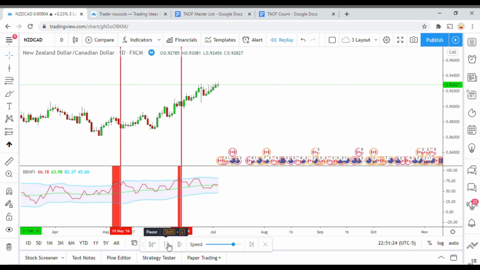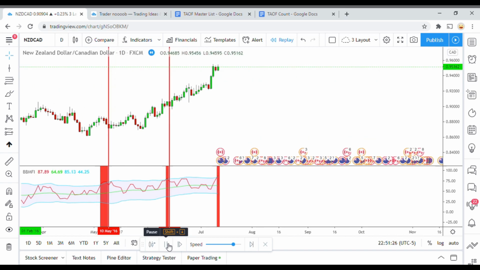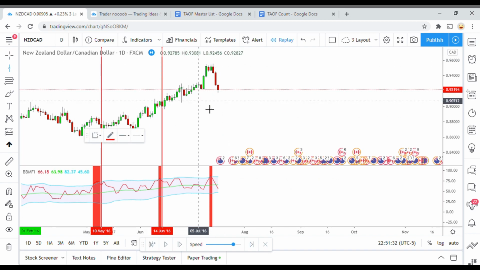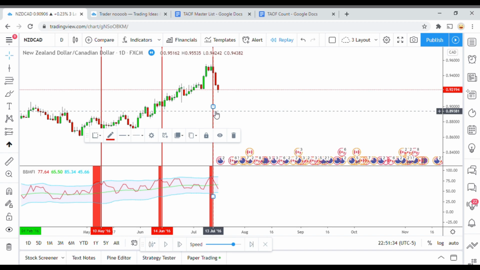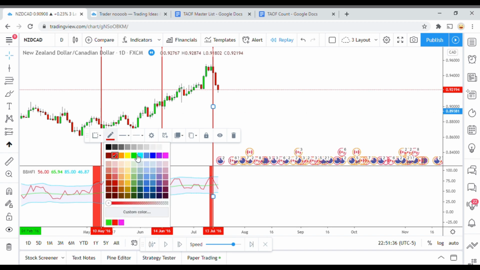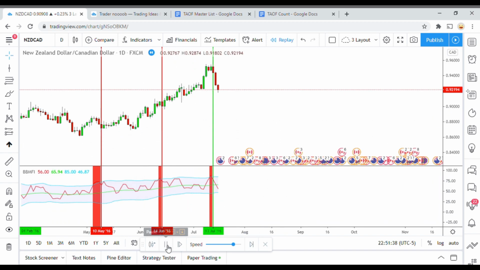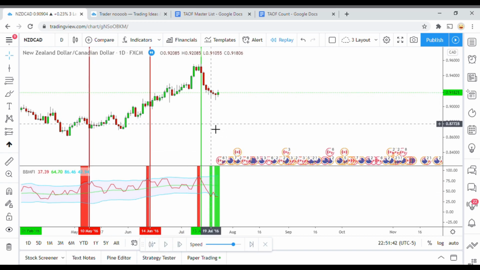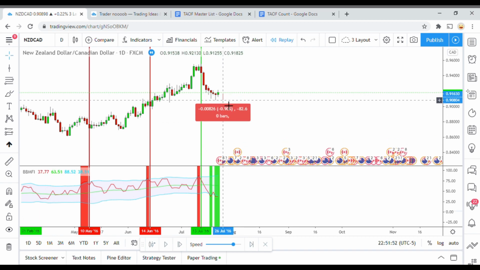So keep playing it forward here. There we go. Get another signal right there, and it looks like we finally get ourselves a winning trade from that one. Whoop. So we pick up a long signal right there. Looks like it might have stopped us out there.